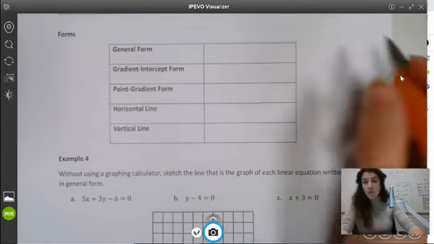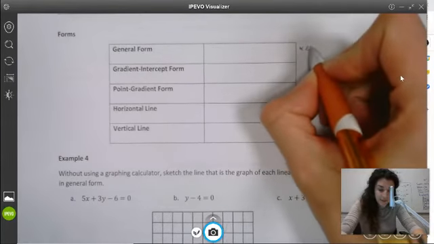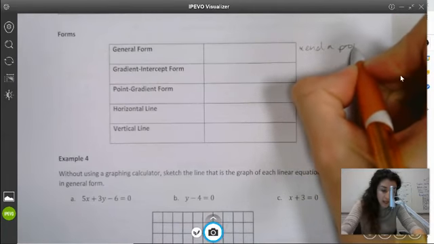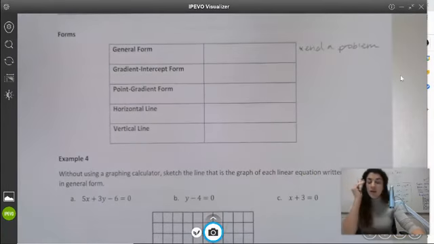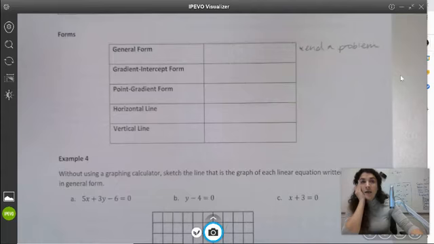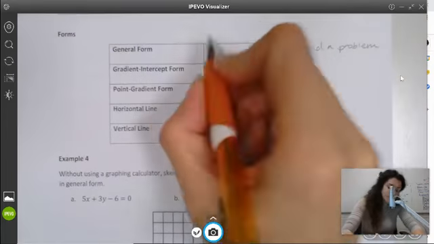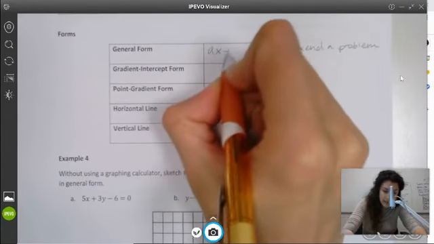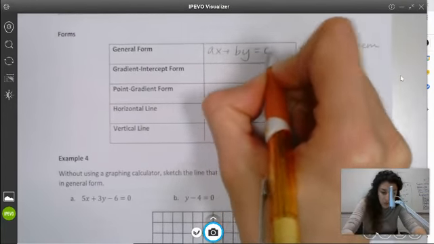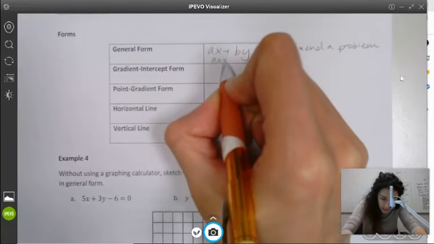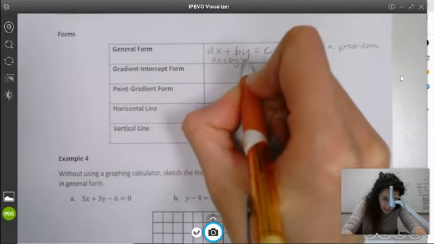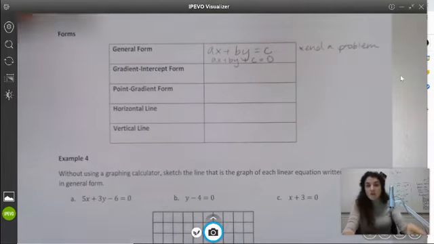So the general form is a lot of times where we end a problem. A lot of times your IB questions will say, find the equation of this linear relation, make sure to put it in general form. General form is ax plus by equals c. Sometimes it's also ax plus by plus c equals 0. Either of those are correct.